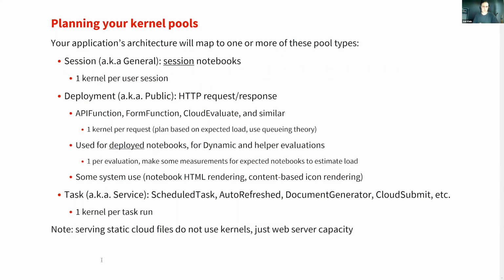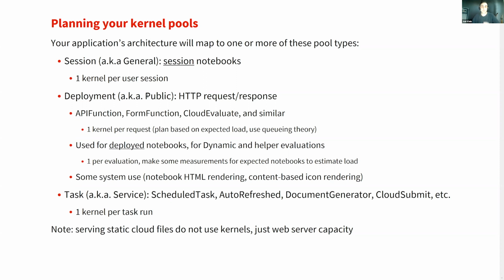So the kernel pools. Cloud has 3 different pools of kernels, and at any one time there's a certain number of these kernels in each pool. As they're needed, they're taken from the pool and used, then either destroyed and replaced with a fresh kernel, or in some cases recycled. So the 3 types are session, deployment, and task. Session are for session notebooks.